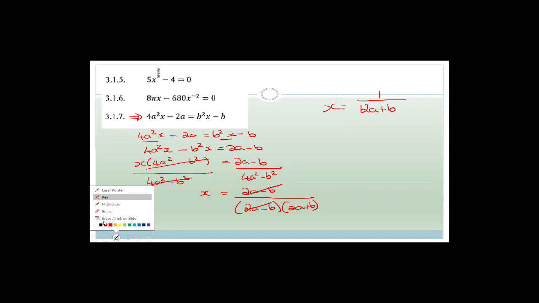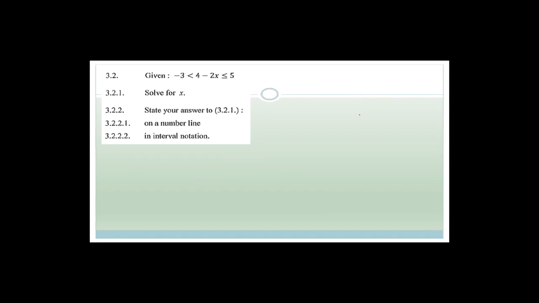So you've got the difference of two squares. Please notice that when you see the difference of two squares, you should factorize it so that you can cancel. And there you go. There we have solved for x, and we've got the answer in the simplest form possible.